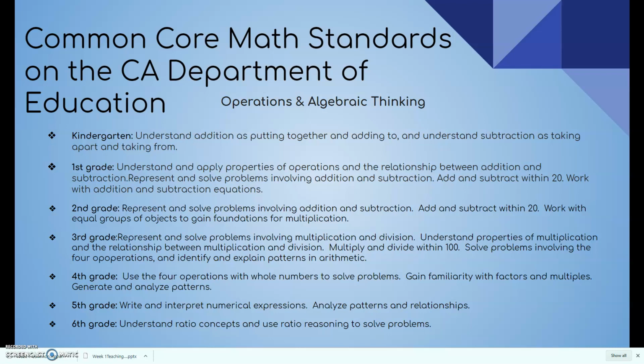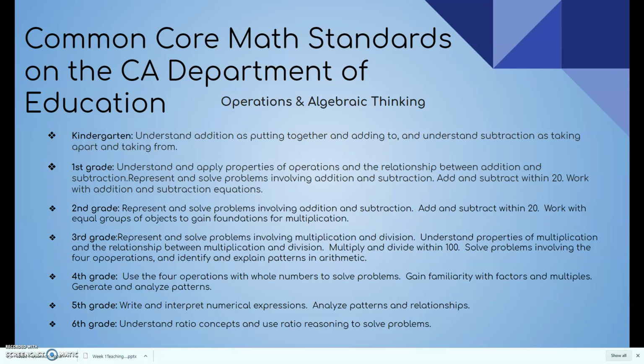In kindergarten, we want them to understand addition as putting together and adding to, and understand subtraction as taking apart and taking from. In first grade, we want them to understand and apply properties of operations and the relationship between addition and subtraction. We want them to represent and solve problems using addition and subtraction, add and subtract within 20, and work with addition and subtraction equations.